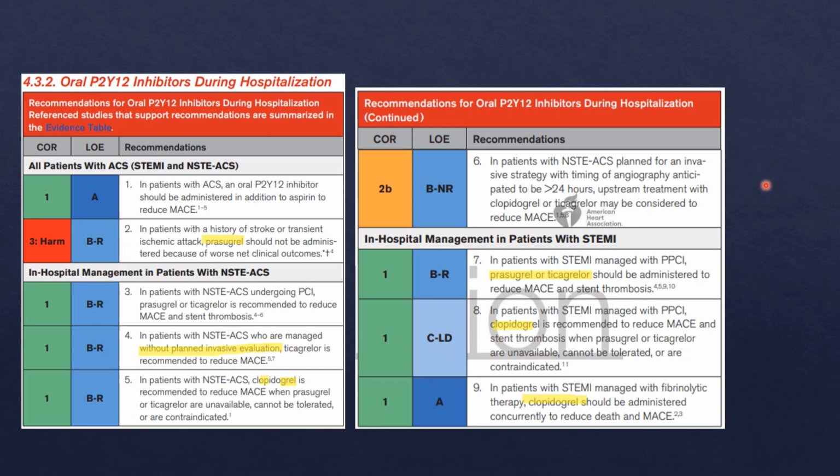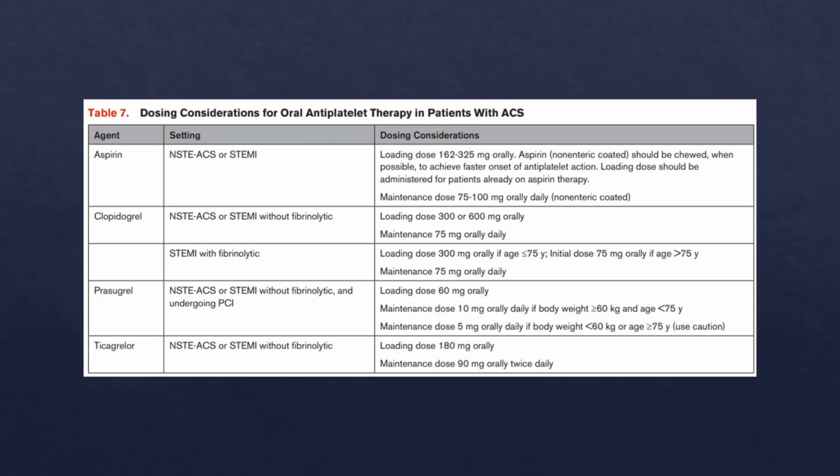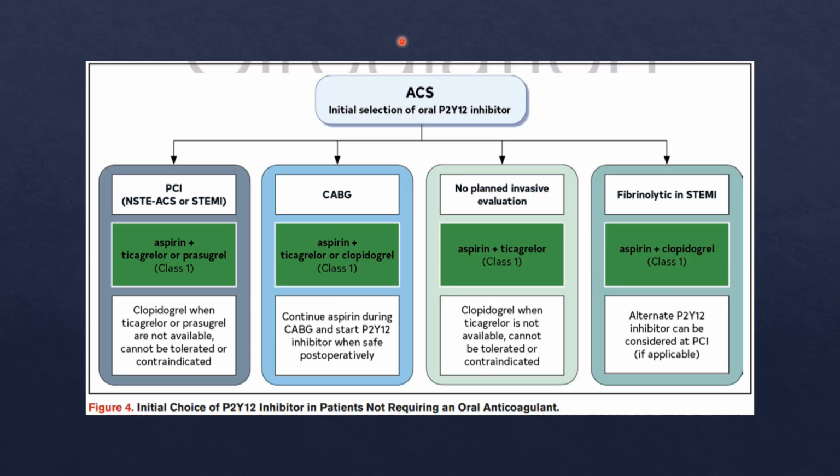This table I know you must be knowing already. The different antiplatelets that can be given: aspirin, clopidogrel, prasugrel, and ticagrelor, and their doses are also given in this table. This table basically summarizes what we have learned previously, that PCI for STEMI or NSTEMI should get aspirin along with ticagrelor or prasugrel, and if they cannot be given, then clopidogrel.